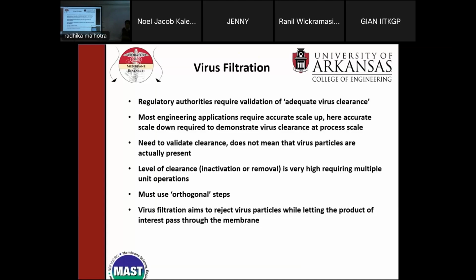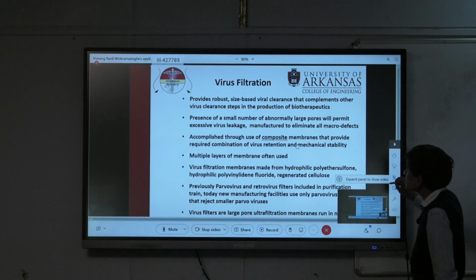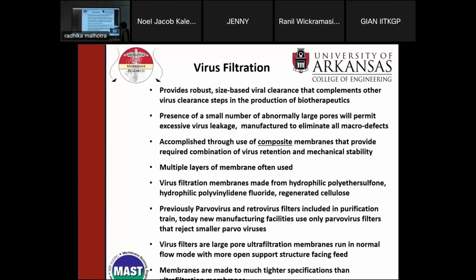So size exclusion is one, ion exchange is another one, and so forth, okay? And virus filtration aims to retain virus particles while the product of interest passes through the membrane. So virus filtration in particular provides robust size-based viral clearance that complements other clearance steps. And actually, we don't talk about them here because they're not really membrane steps, but there's the low pH hold I talked about. You can also have membrane adsorbers, which we will talk about, okay? And people are looking at other methods as well.